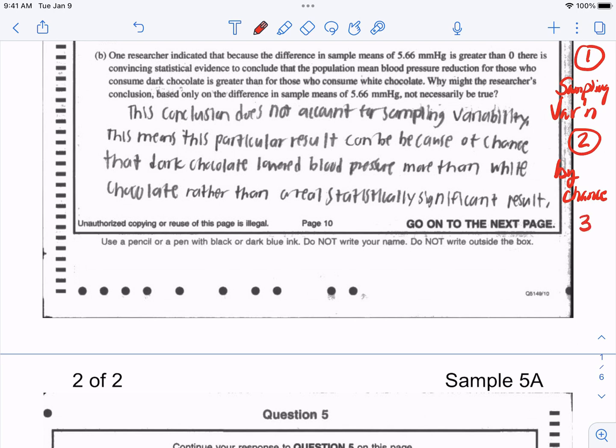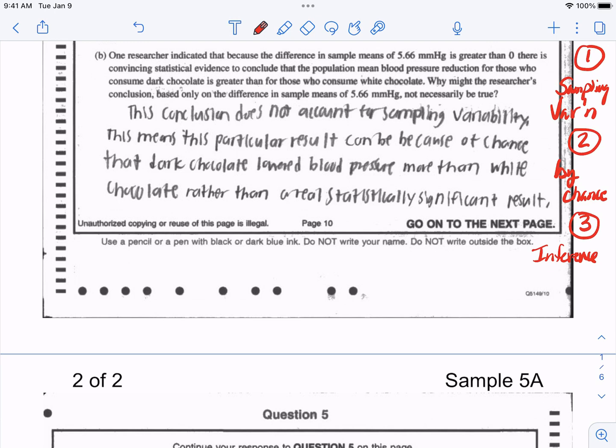And then in part 3, the third piece to get credit, they had to suggest that to really know for sure whether this is a true difference or whether it's just a random difference, there would have to be some sort of inference procedure conducted. So they have to suggest that to really make sure that this is a real difference, some sort of a test would have to be conducted, an inference test, hypothesis test.